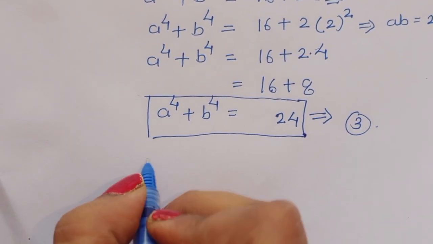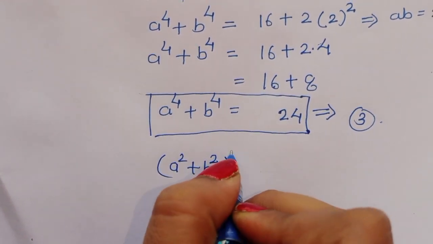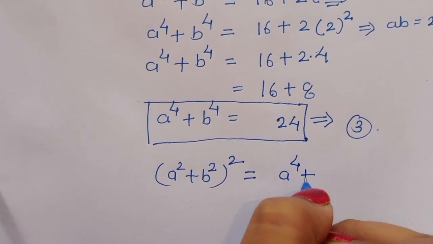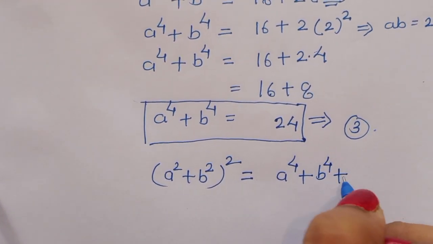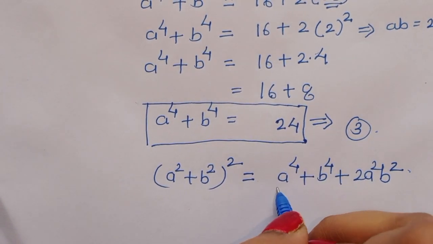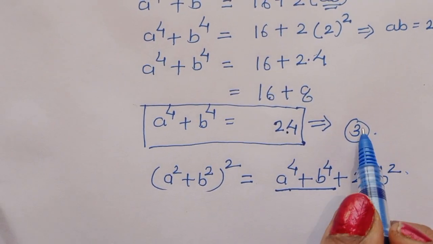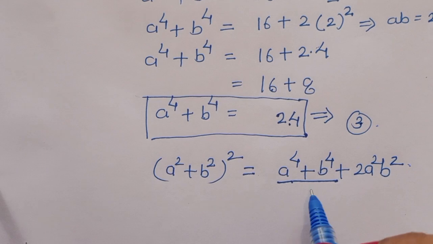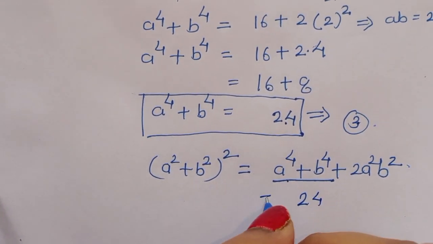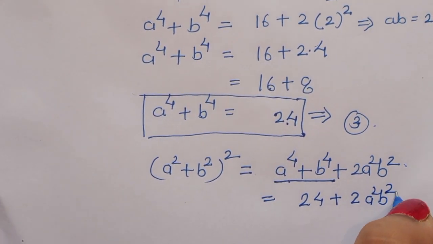Now here, a square plus b square whole square is equal to a power 4 plus b power 4 plus 2a square b square. Now a power 4 plus b power 4, you can see, is equal to 24 by equation 3. So we can substitute here the value of a power 4 plus b power 4, that is 24, plus 2a square b square.